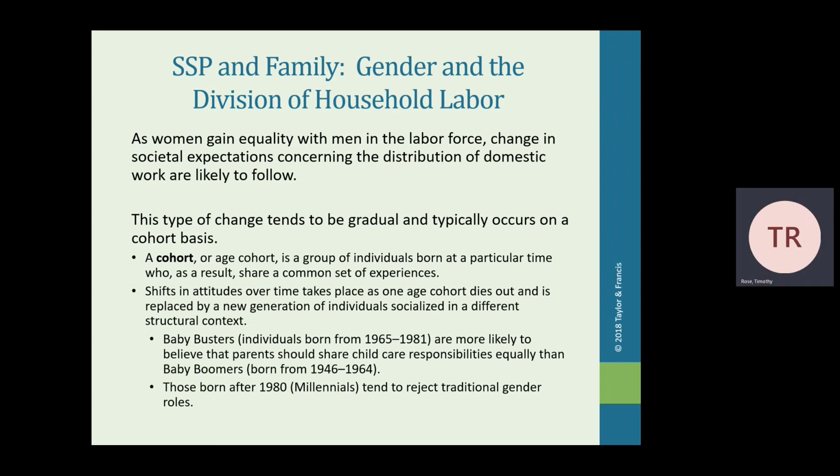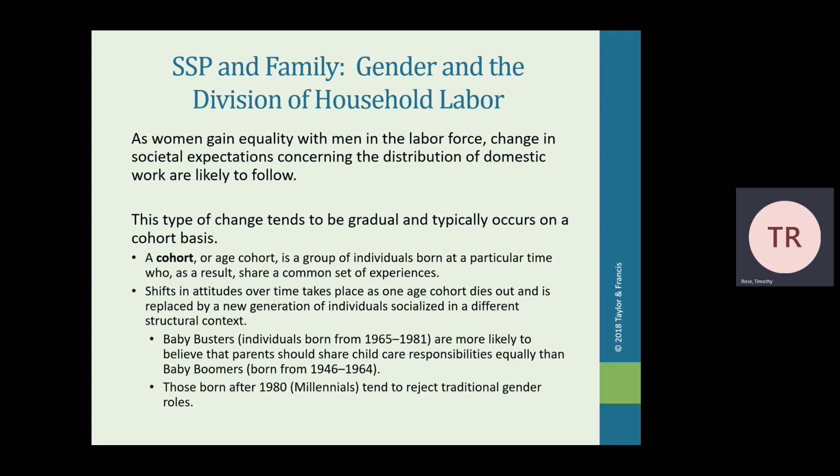So let's continue on with one more slide of this, and then we will go ahead and take a quick look at a chart from the book that helps demonstrate what we're talking about. So as women gain equality with men in the labor force, change in societal expectations concerning the distribution of domestic work are supposedly likely to follow. We have been seeing this gradually occurring, although it hasn't completely equalized the division of household labor. That's because this type of change tends to be gradual and typically occurs on a cohort basis.